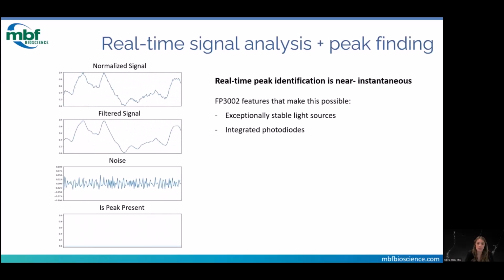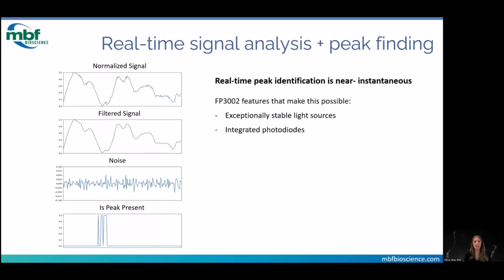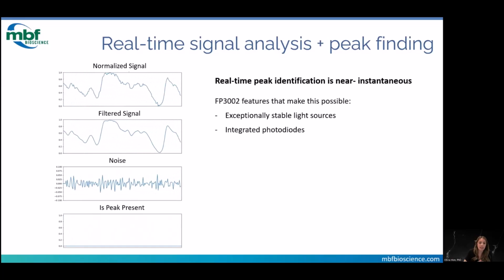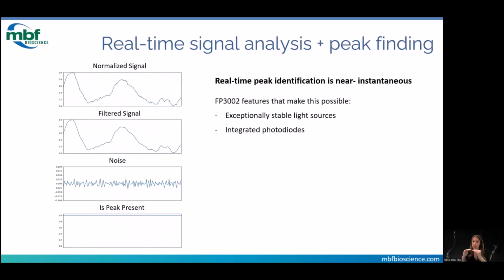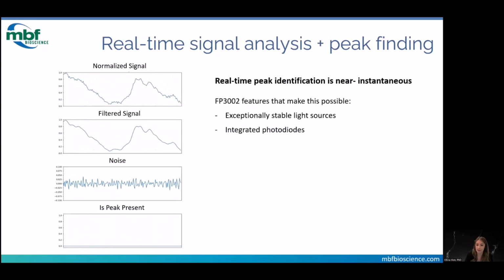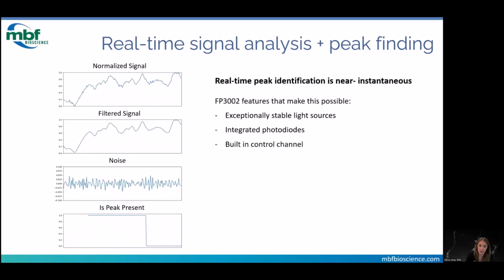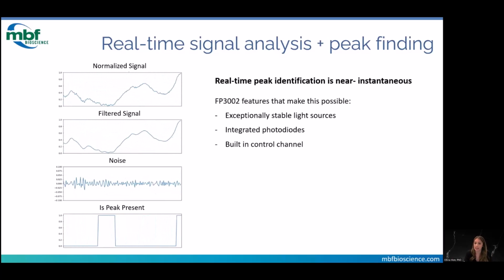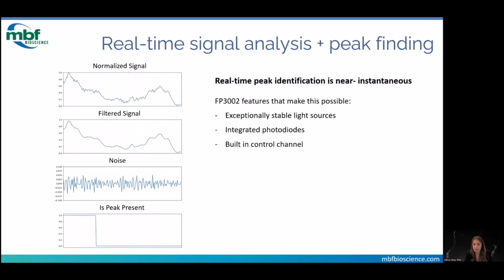Another thing that we did was integrate photodiodes into the excitation light path. So if there were to be any shift at all in the brightness, there's kind of integrated feedback within the system that would then adjust your LED power so that the light that's actually getting delivered to the brain is very stable. We also have our built-in 415 control channel that allows us to separate out those artifacts from our actual signal and accurately detrend our data.